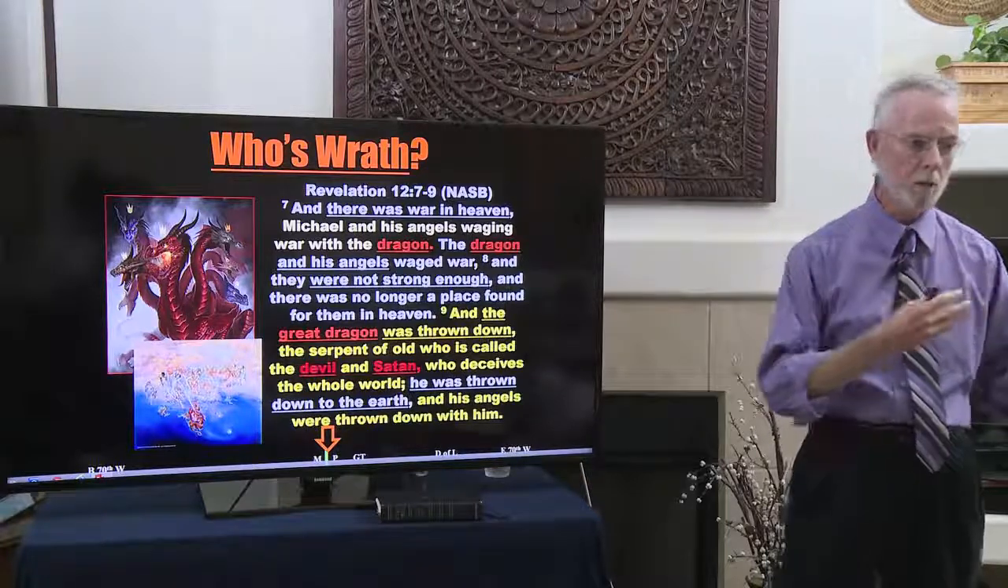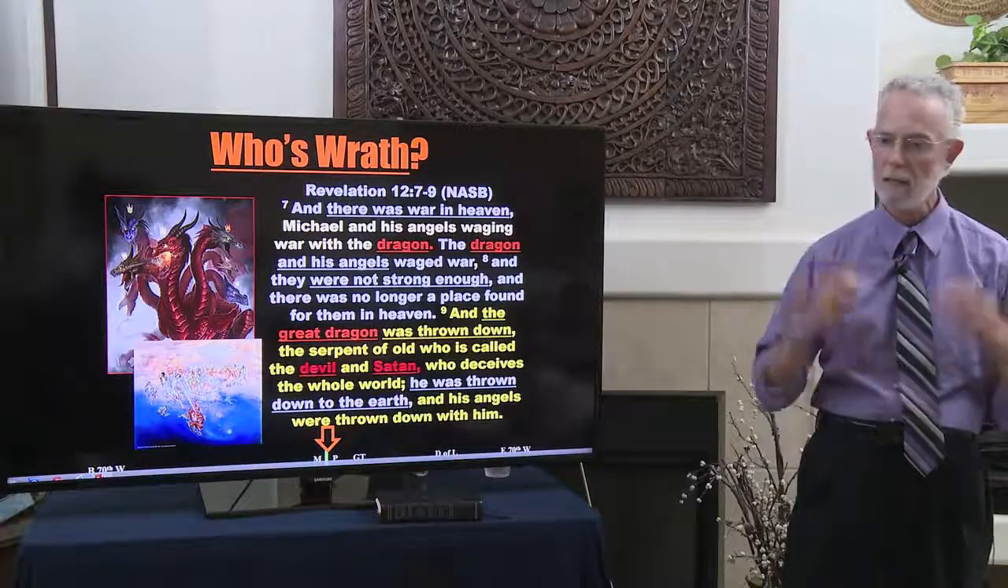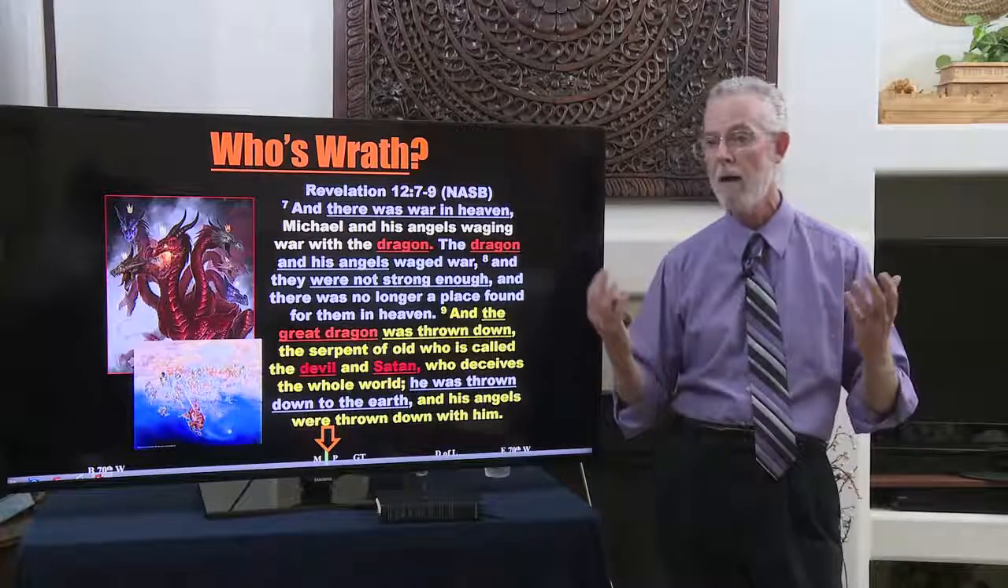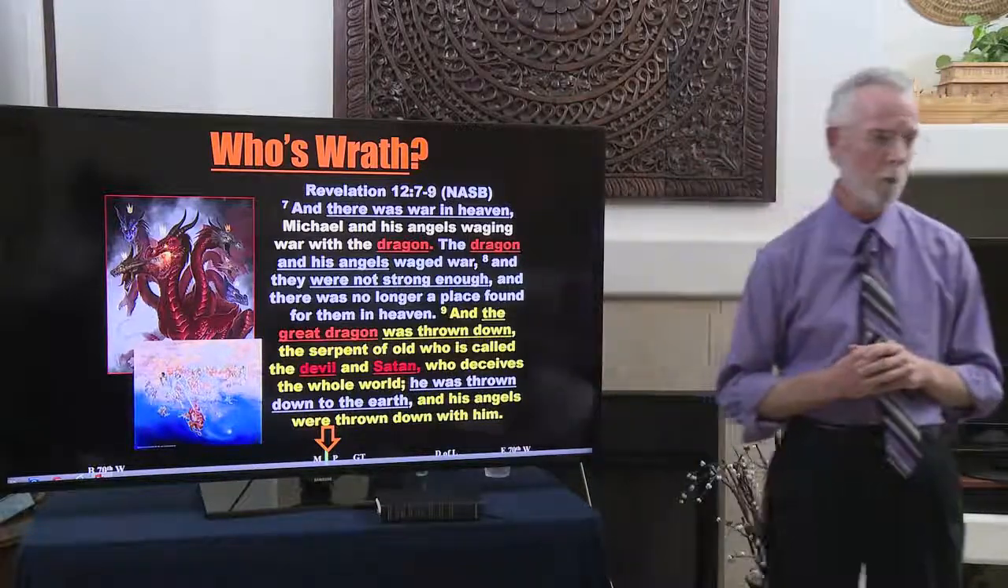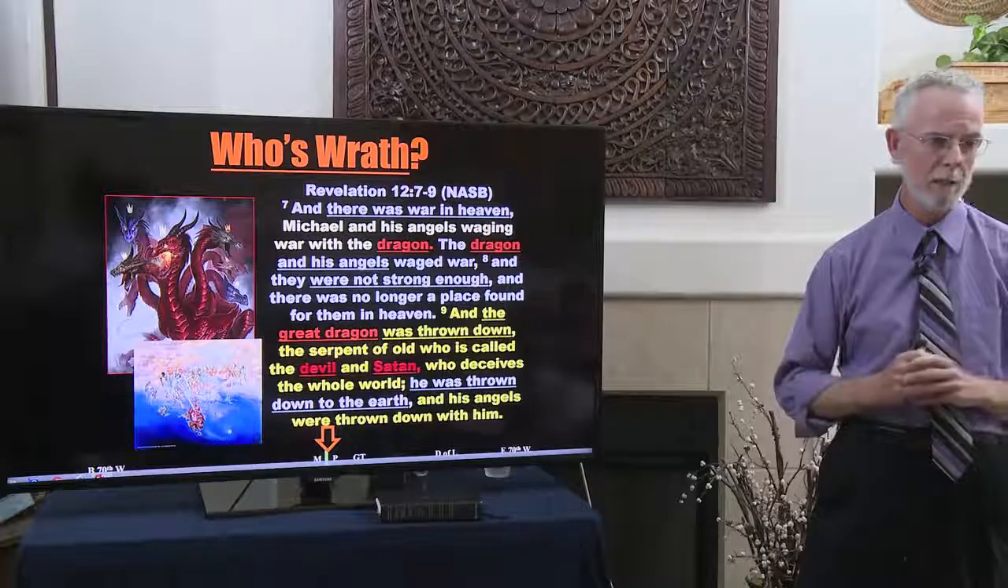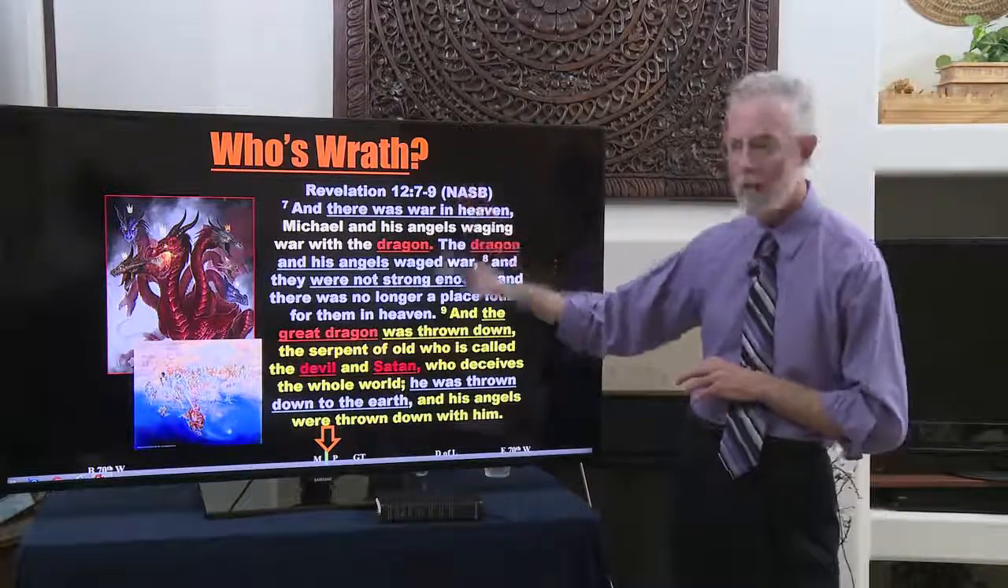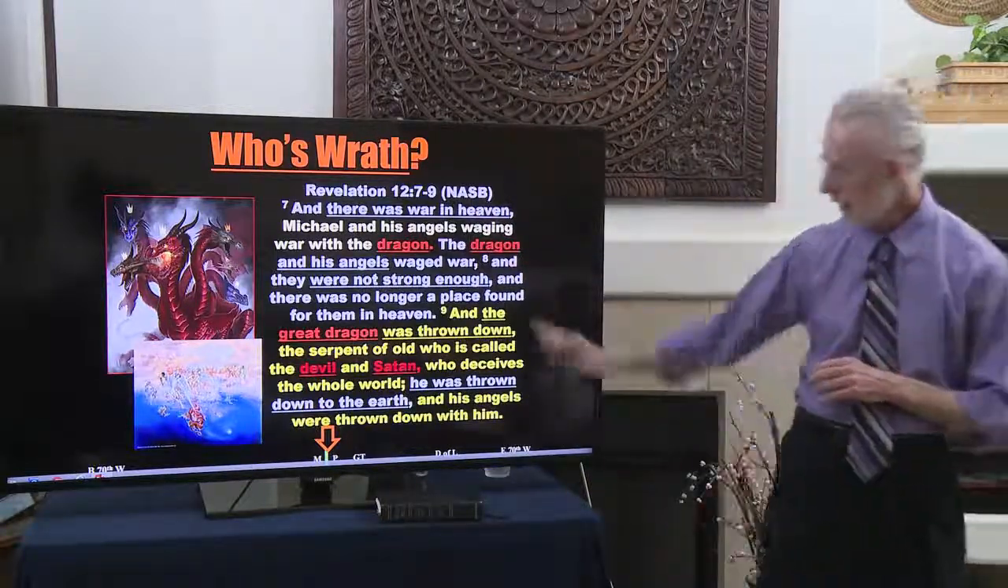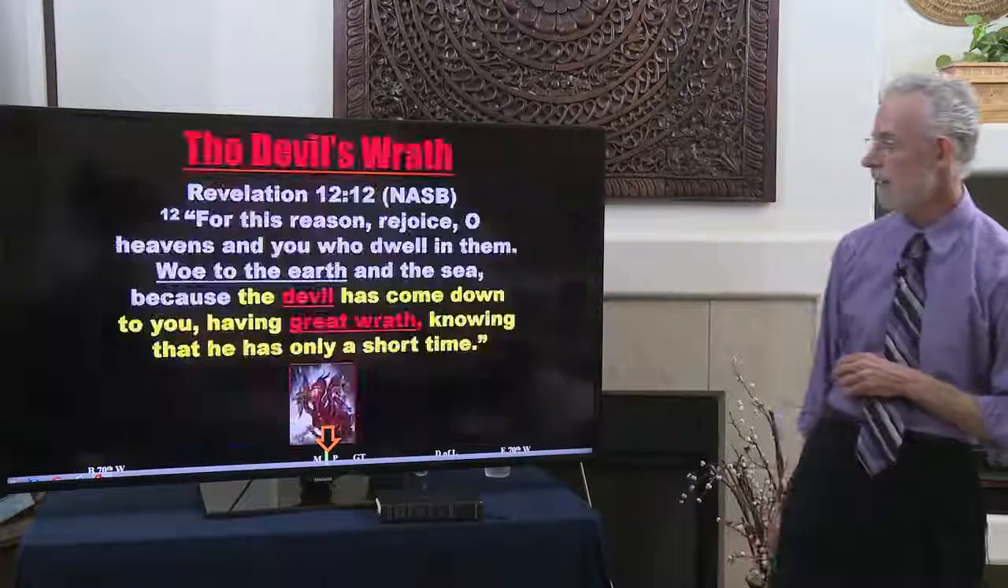Peter tells us that sometimes he roams around down here on planet Earth, seeking like a lion to see who he can devour. But Satan can only be in one place at one time. He's not omnipresent like God. So at the midpoint, Satan will be permanently kicked out of heaven. And he comes down to earth. He literally comes down here. Now notice what John says.